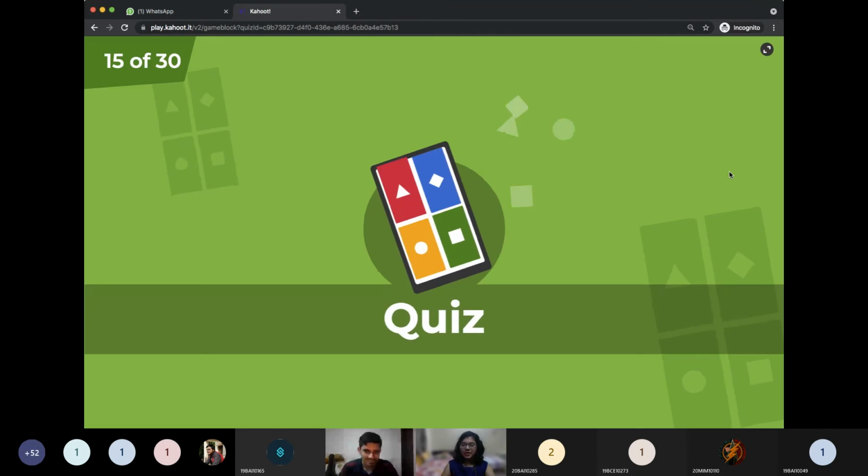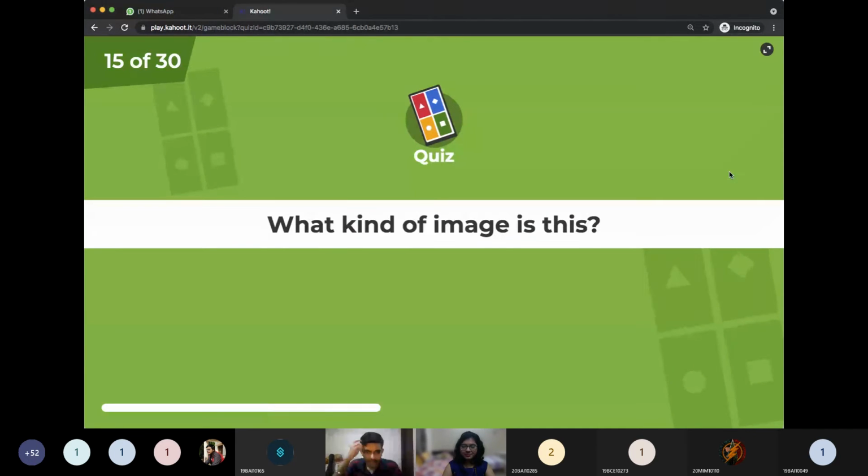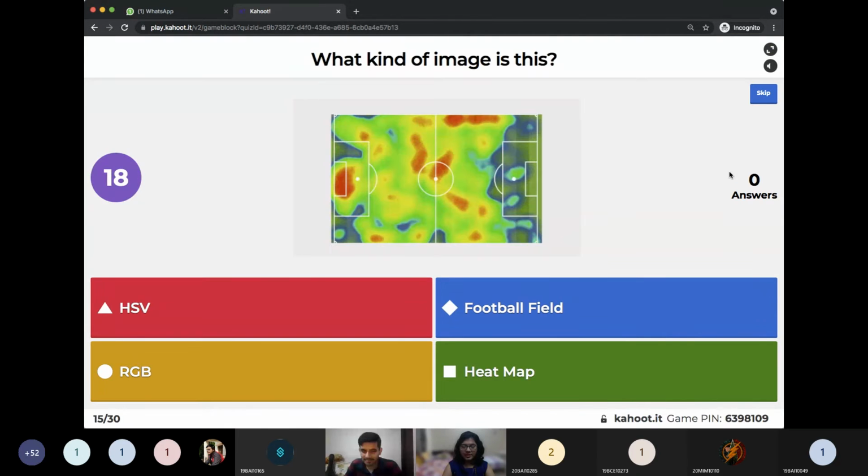Okay. Moving on to the next question. For double points again, for double points, what kind of image is this? Observe the image carefully and then answer it. Is it HSV? Is it RGB? Is it a heat map or is it a football field? Remember, we have asked the kind of the image, so this might be a trick question for most of you. Not the type.